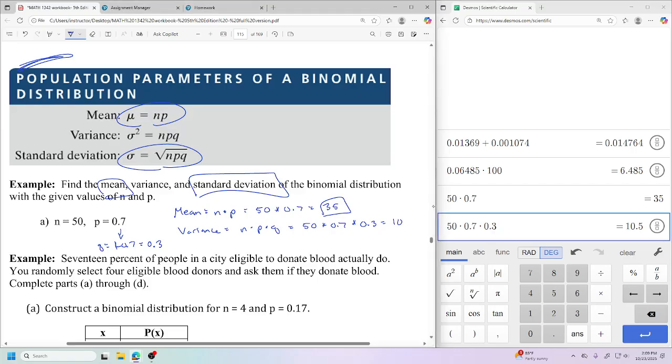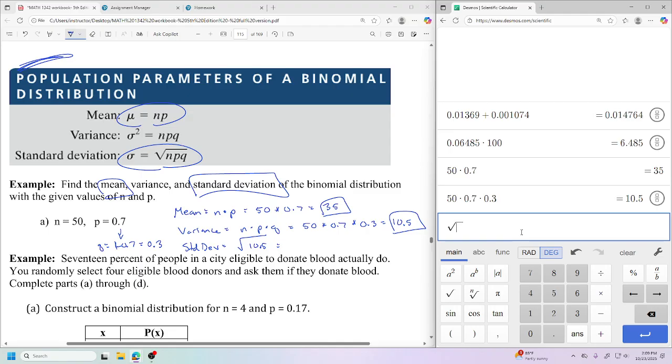There we go. They're never going to ask you for that variance. It never comes up. But the standard deviation is important. What we're going to do now is the square root of all this, the square root of my 10.5. I'm just doing that in the calculator. 3.24. There's your final answer.